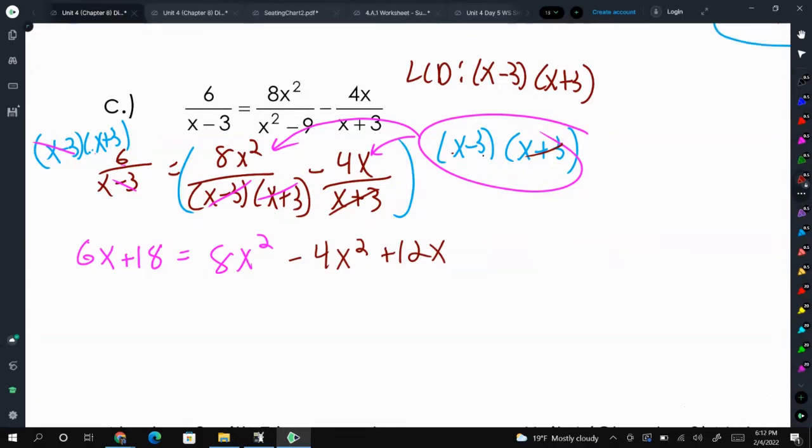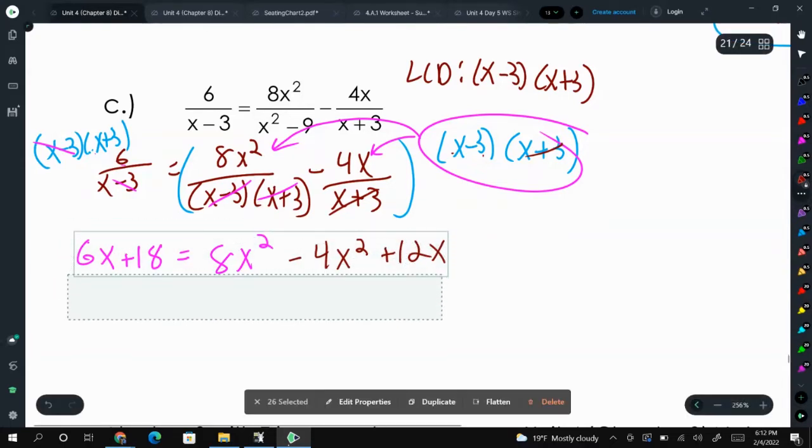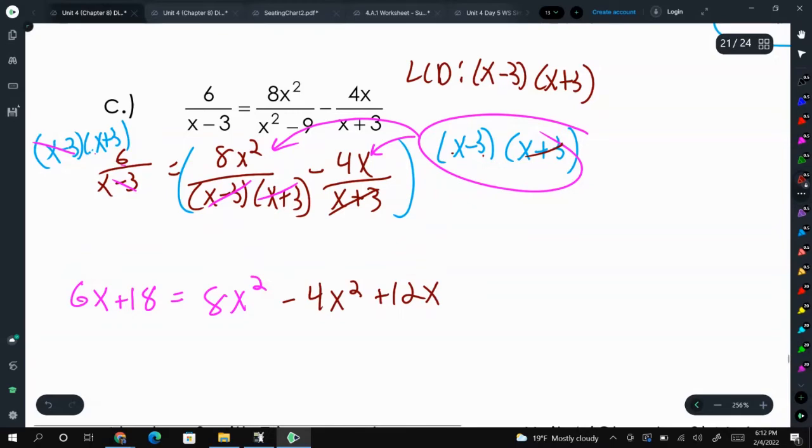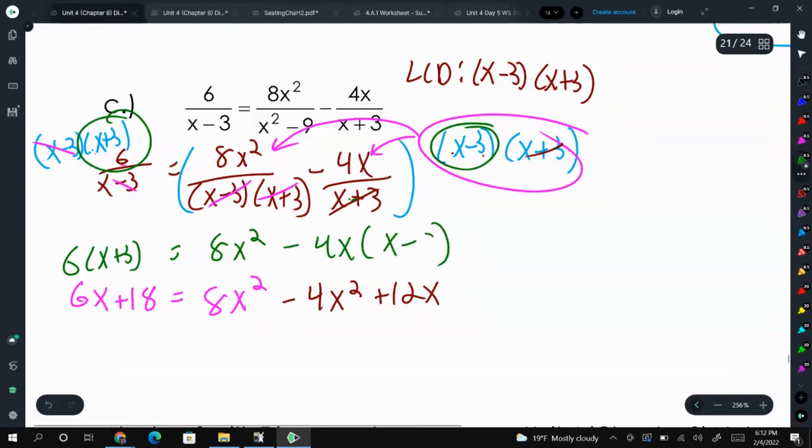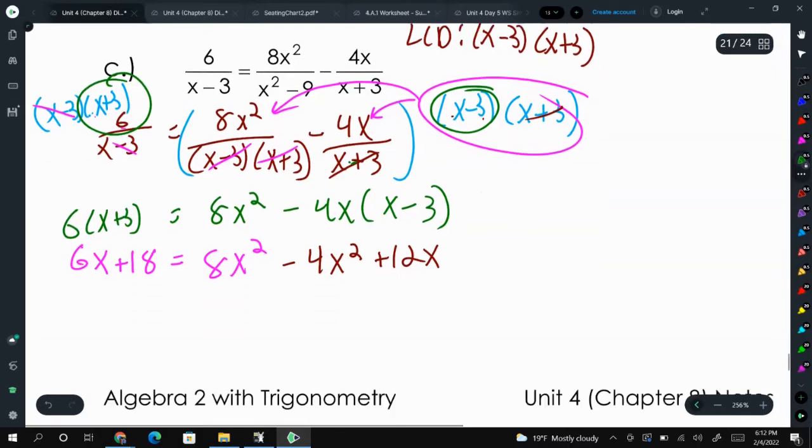If you're not ready to make that jump just yet, let me just show you what I did. So I did 6 times x plus 3, because that's what I was left with right here, equals 8x squared, and then minus 4x times, well, the x plus 3 is canceled, so I was just left with that. And then I distributed. So that's how I got this line right here.